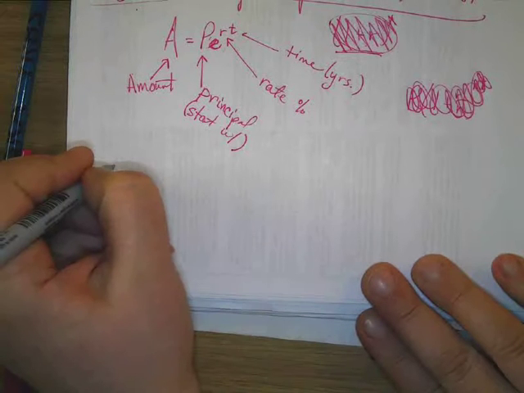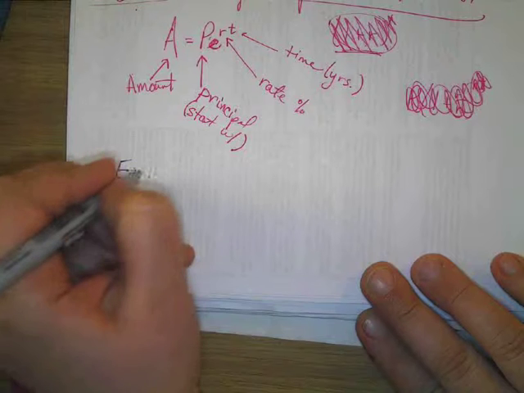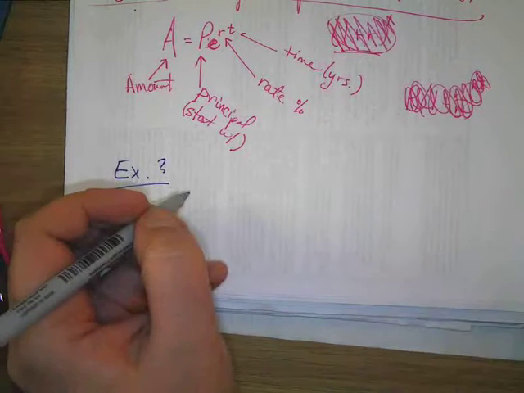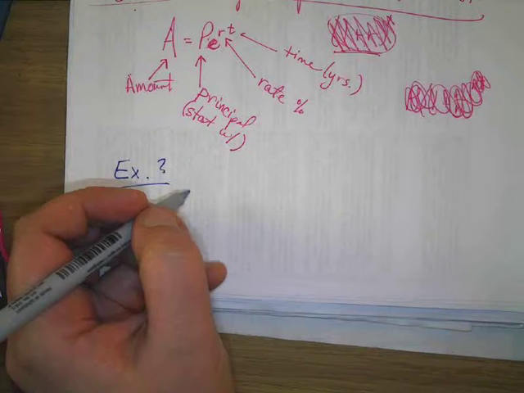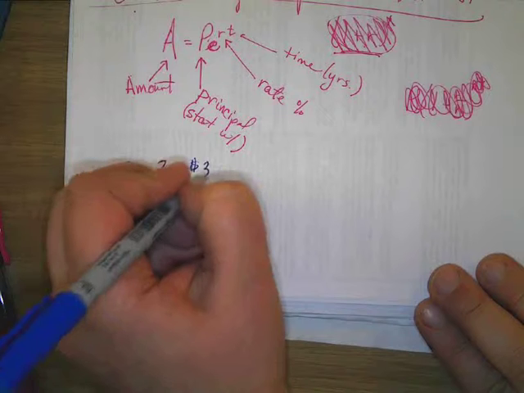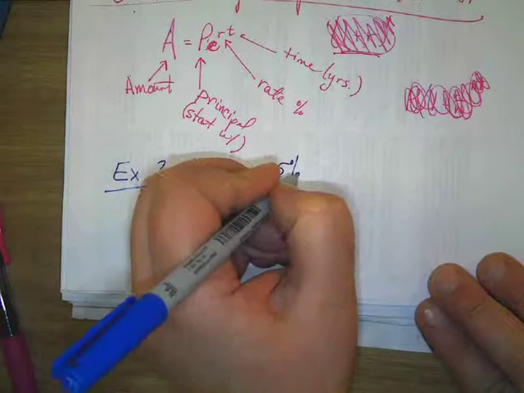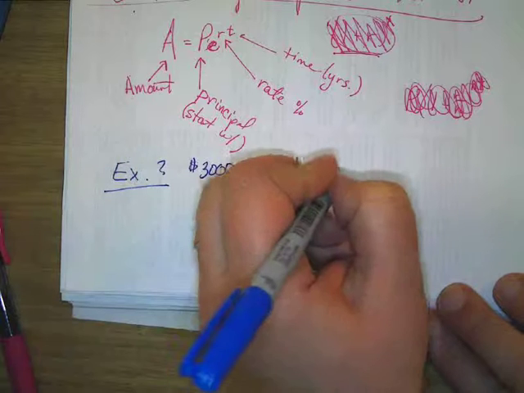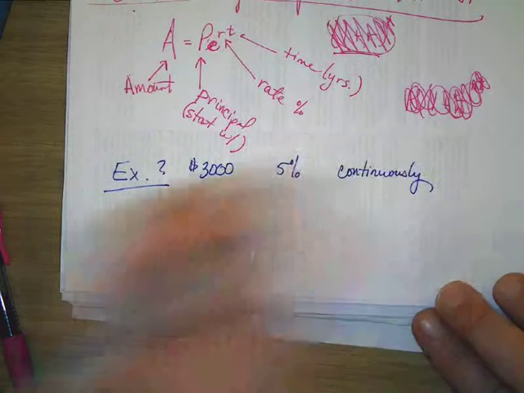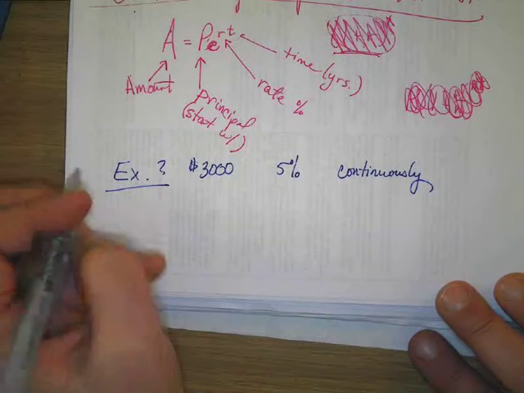So the last example we're going to do today, I have no idea what example number, I'm making these up. Suppose you won a contest at the start of 5th grade that deposited $3,000 into an account that pays 5% annual interest compounded continuously. How much will you have 4 years later?